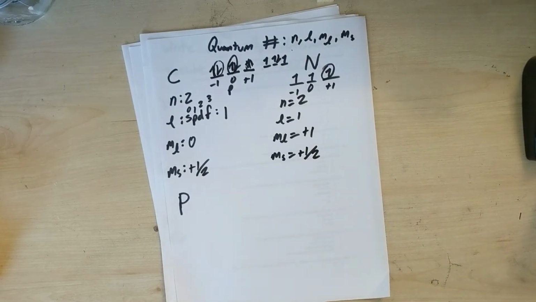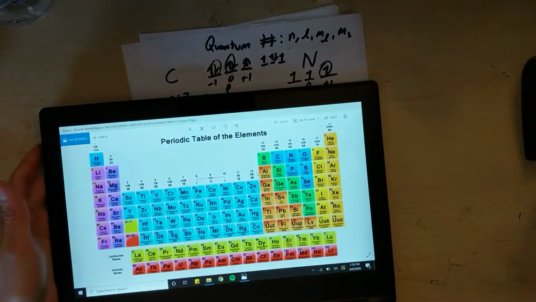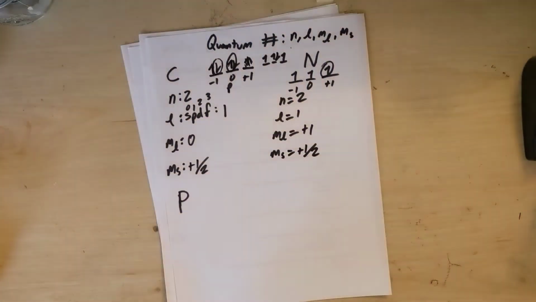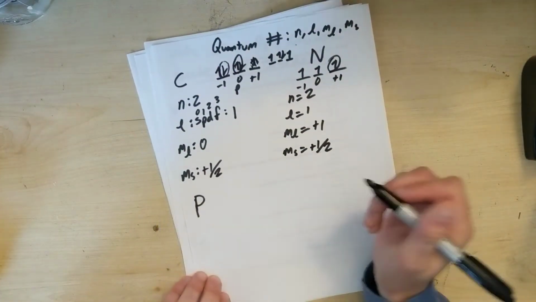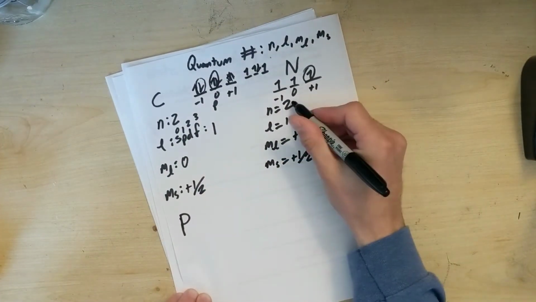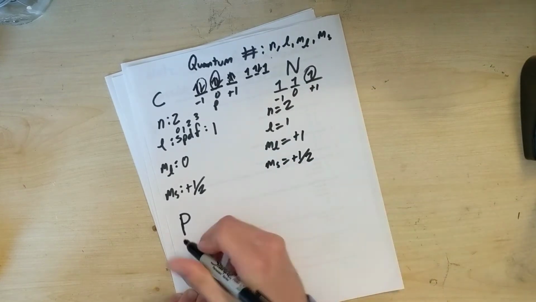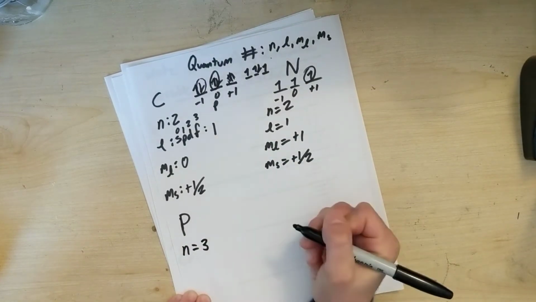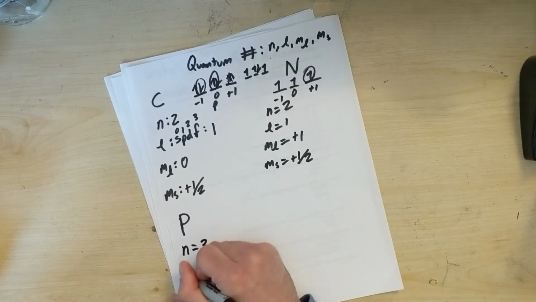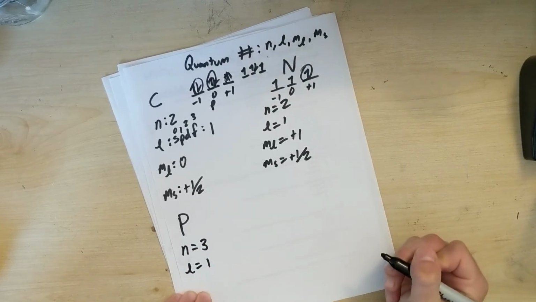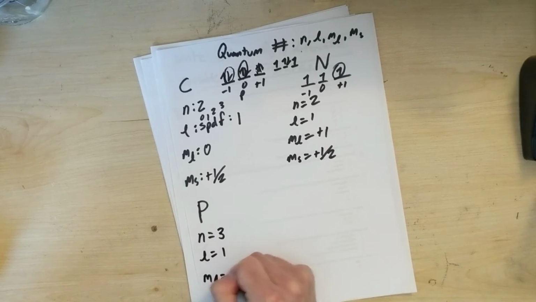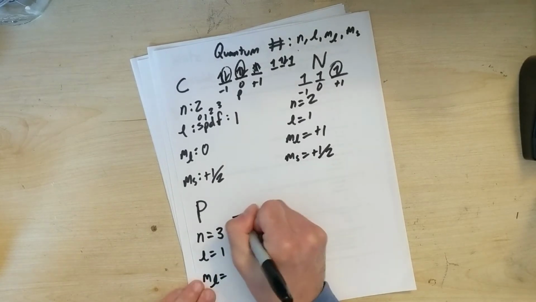Alright. Phosphorus, same thing. It's underneath nitrogen. So what that means is that it's going to have a different N value, but still the same L value. So N will equal 3 now because it's a row down. L is going to equal 1. It's still in the p block. M sub L is going to equal 1, 2, 3.